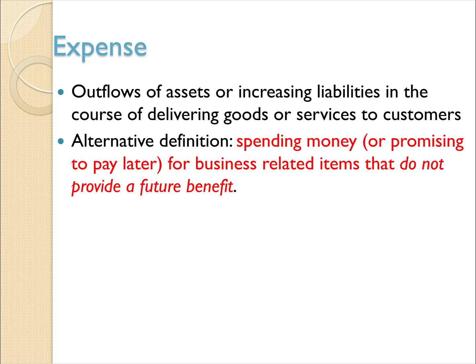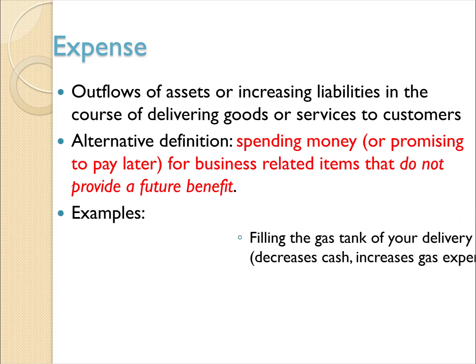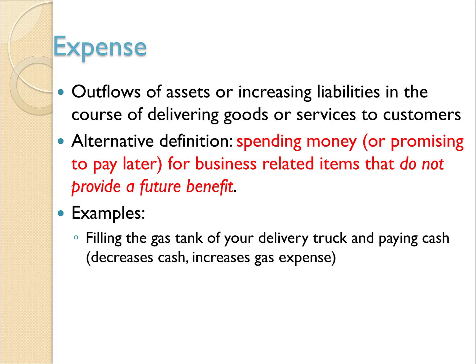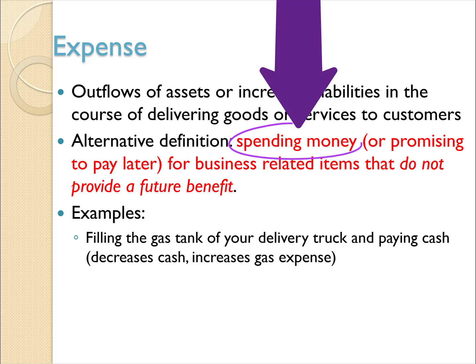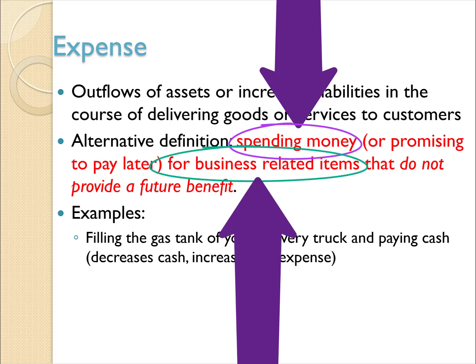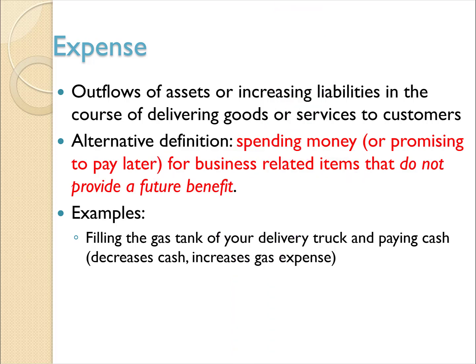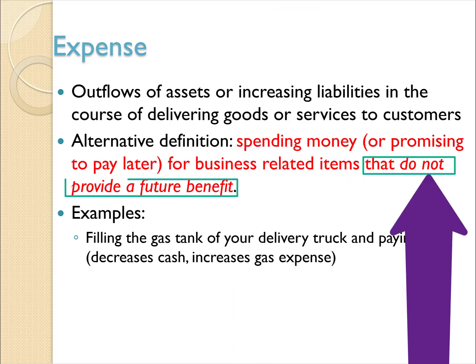So let's talk about some examples. If you fill the gas tank of your delivery truck and you pay cash, two things are affected. Your cash decreases and you now have gas expense. Notice we spent money. We did pay for it with cash. And it's for business-related items. It's for your delivery truck. And that gas does not provide a future benefit. So this gas that you're going to be putting in your delivery truck is going to be used up relatively soon. It's not going to have a future benefit.